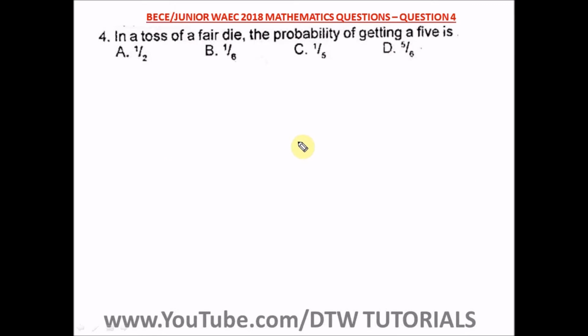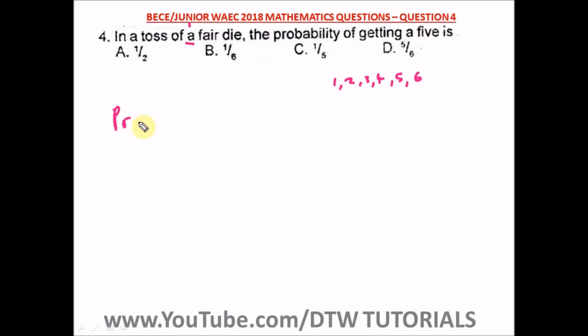Question 4 of the BECE Junior WAEC 2018 Mathematics Past Question, that's your OBJ question 4. It says, in a toss of a fair die, the probability of getting a 5 is, okay, so you have a die, just one. A fair die means one die. It's either you get a 1, a 2, a 3, a 4, a 5 or a 6 when you throw it once. Since this is a tossing of just one die, you can have just one possible outcome.